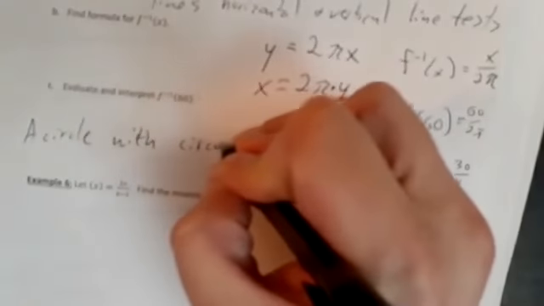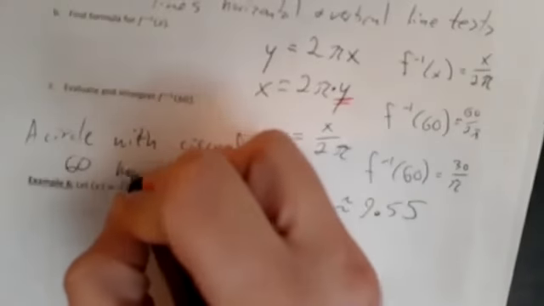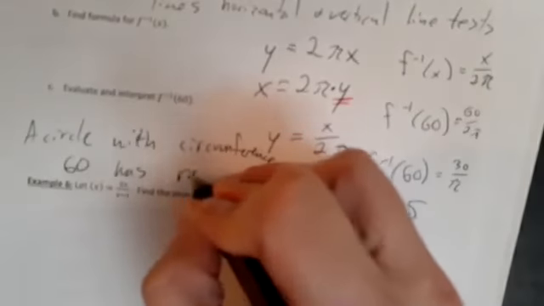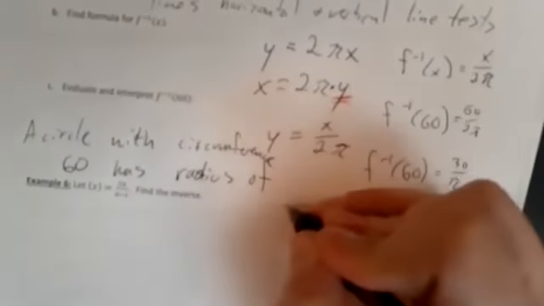A circle with radius 60, or not radius, I said it wrong. Circumference 60 has a radius, I can't even spell radius, of 9.55. And so they didn't give us units, I guess, but we can just throw the numbers in there. It'll be all right. So that's my interpretation here. Maybe wrong.